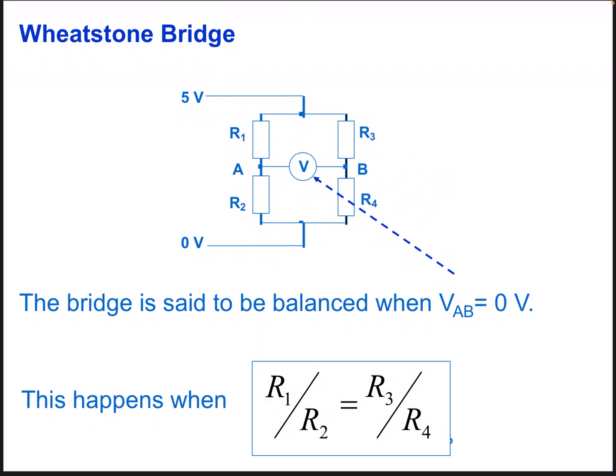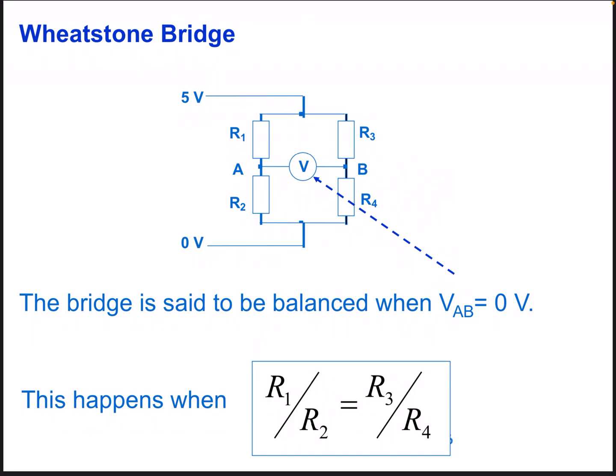What we then talk about is whether or not this bridge is balanced. And the bridge is balanced when the voltage between A and B is 0, i.e. when the voltmeter reads 0 volts. The voltage between A and B is going to read 0 if the ratio between the 2 resistors on the left is the same as the ratio between the 2 resistors on the right. So if R1 over R2 is equal to R3 over R4, then it is balanced.